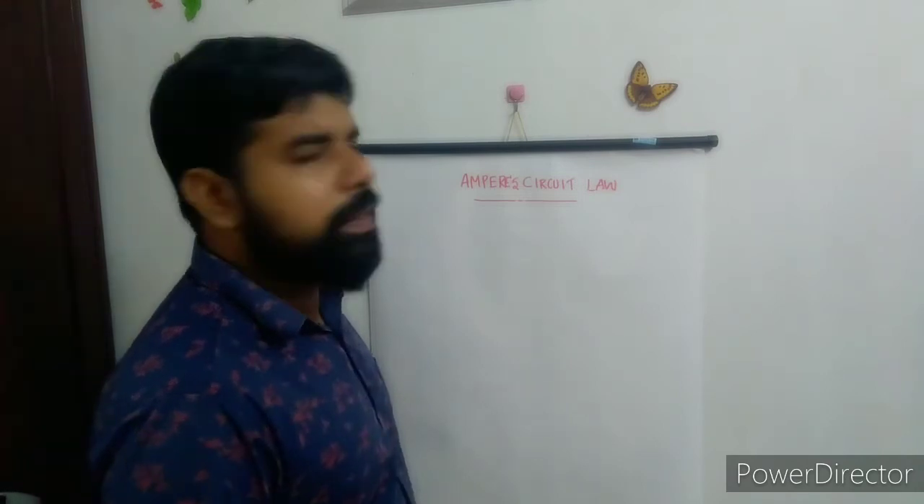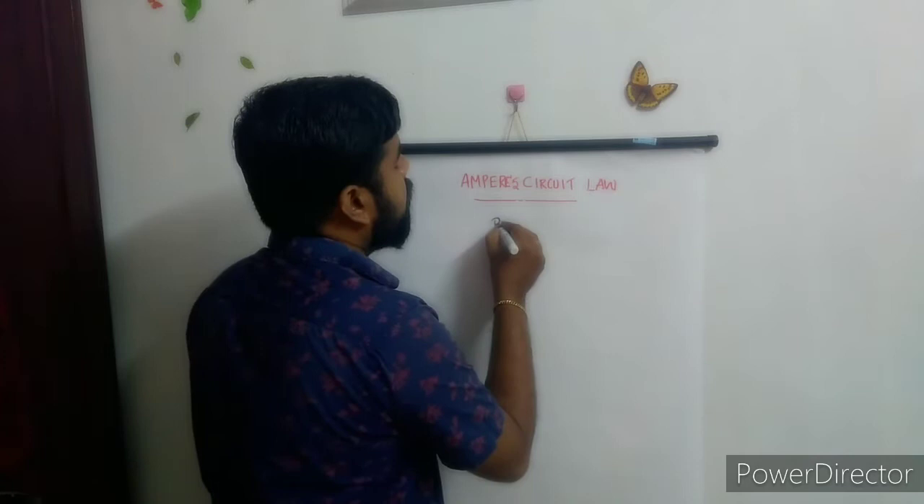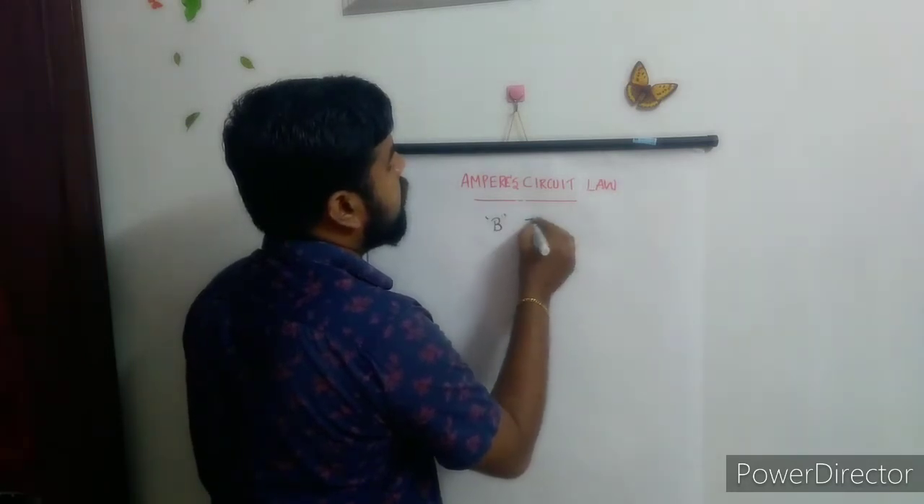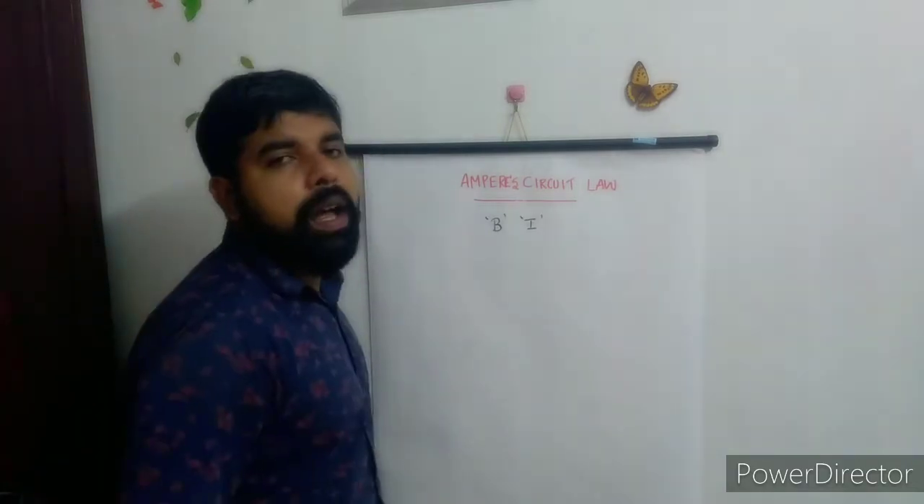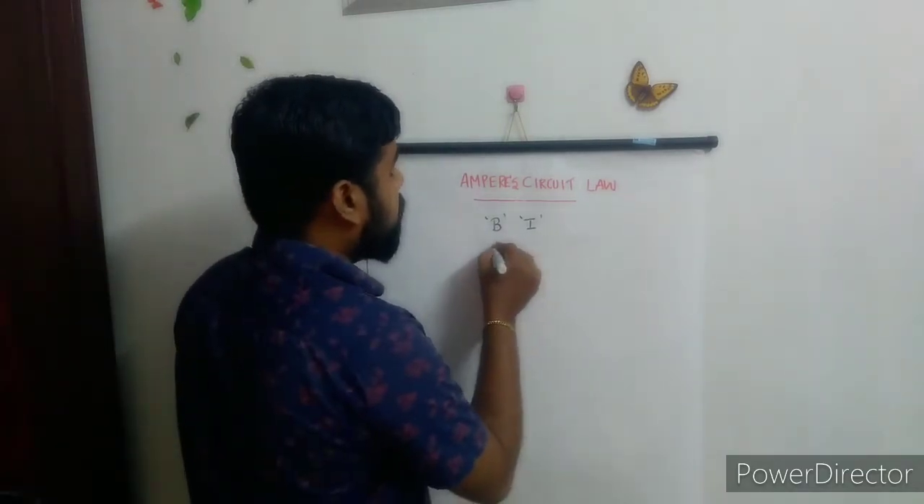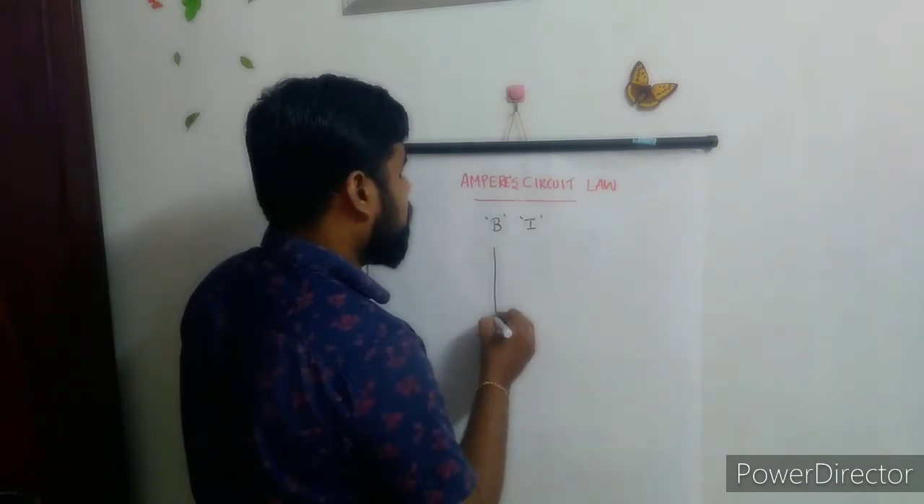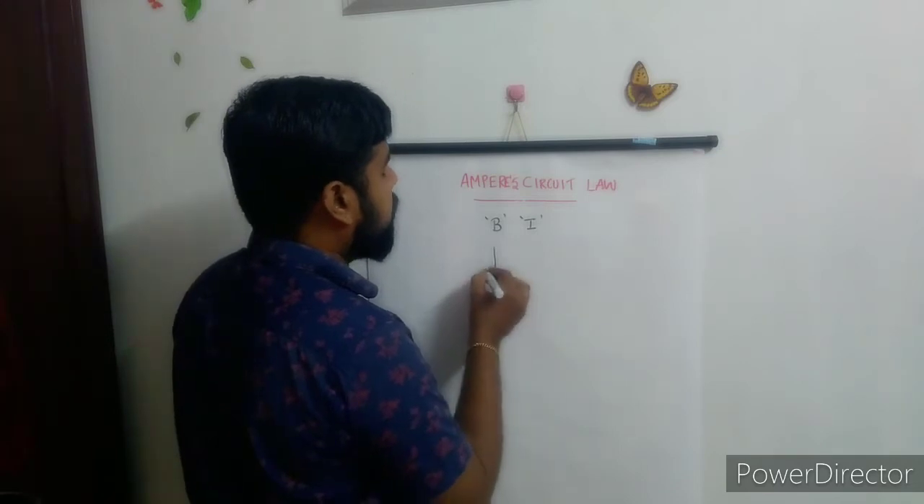So simply, what is Ampere circuit law? Ampere circuit law shows the relation between magnetic field and current. Magnetic field and current relation is Ampere circuit law. Suppose we have a straight conductor and current I is flowing through the conductor.